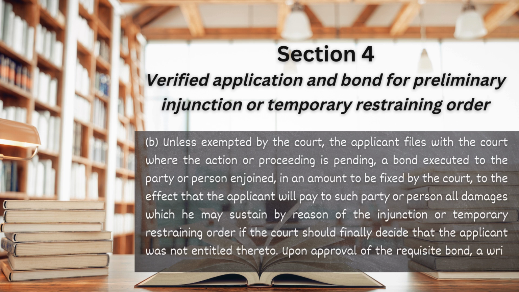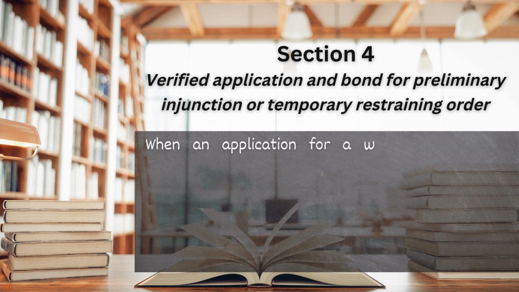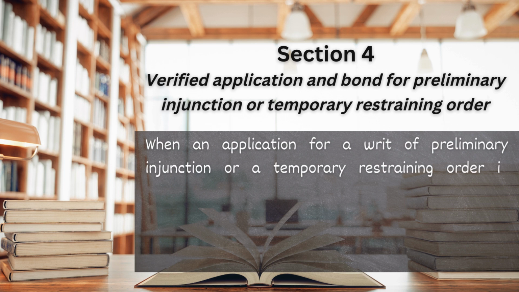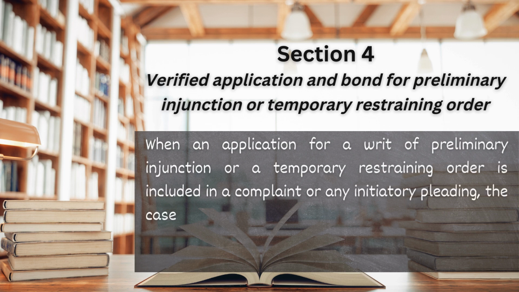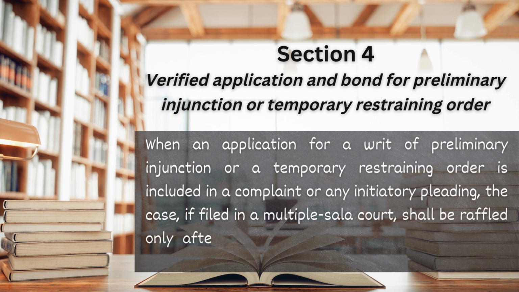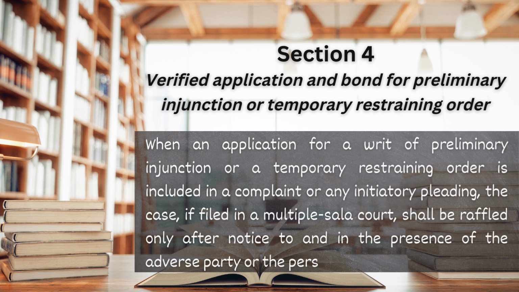Upon approval of the requisite bond, a writ of preliminary injunction shall be issued. When an application for a writ of preliminary injunction or a temporary restraining order is included in a complaint or any initiatory pleading, the case, if filed in a multiple sala court, shall be raffled only after notice to and in the presence of the adverse party or the person to be enjoined.